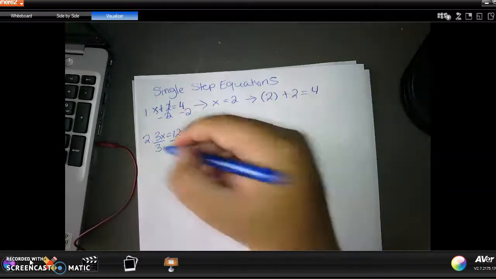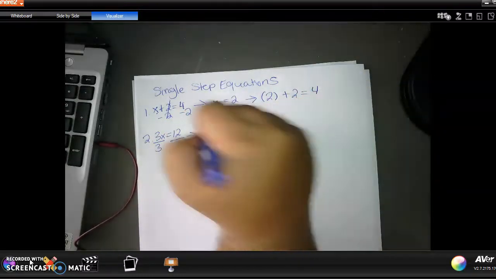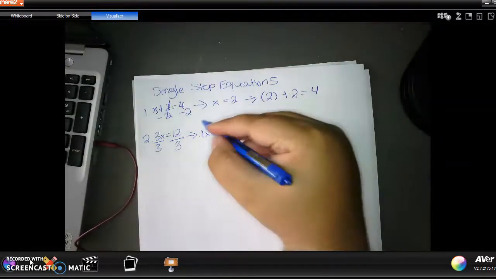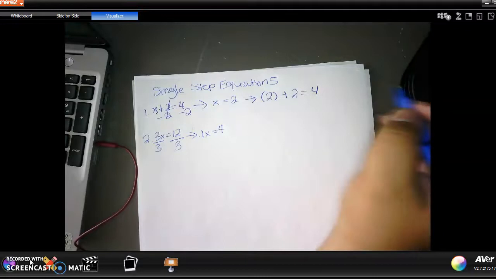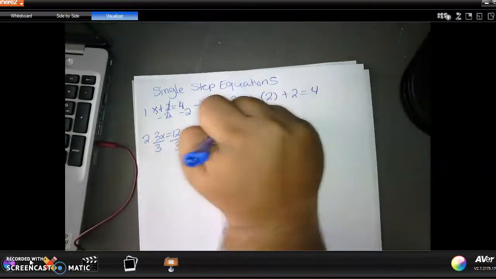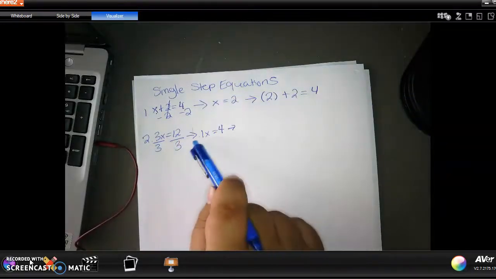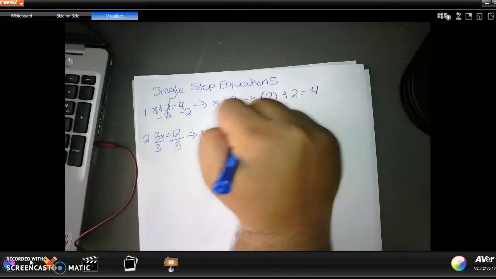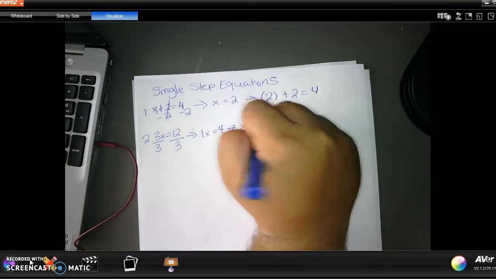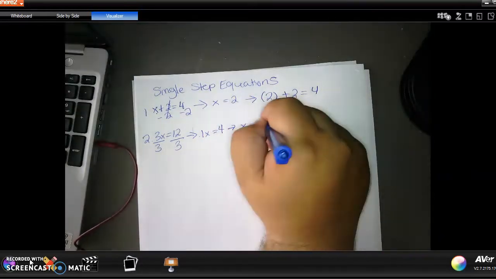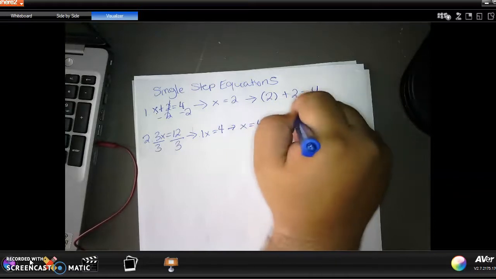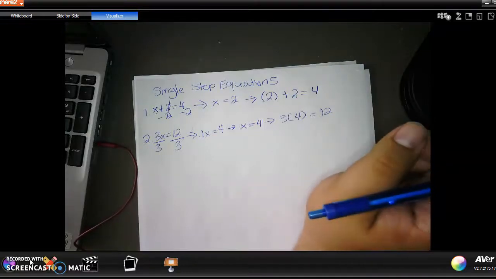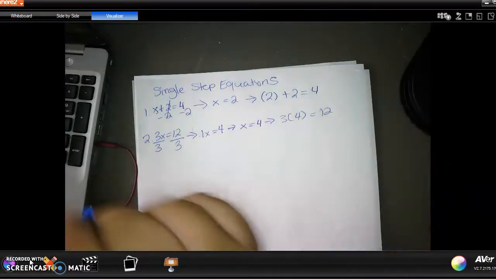Okay? Well, 3 divided by 3 gives me 1, so I have 1x equals 12 divided by 3 is 4. Alright? And I'm going to simplify this 1x. So anything times 1 is itself. So when I say 1 times x, I just get x. And then x equals 4. And again, if I wanted to check that, I could do 3 times 4. Gives me 12. Alright? Because 3 times 4 is 12.